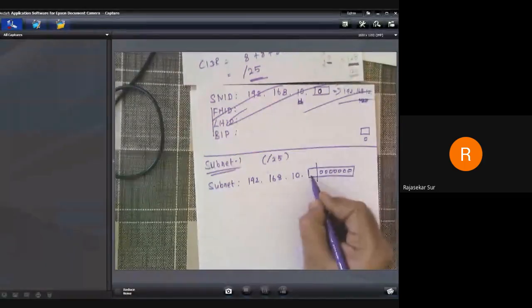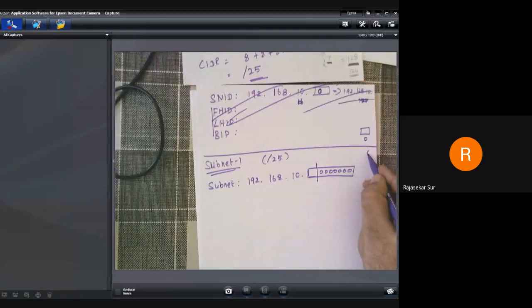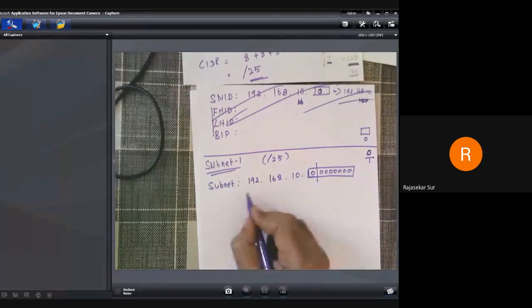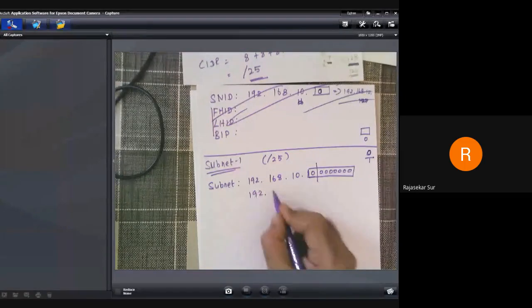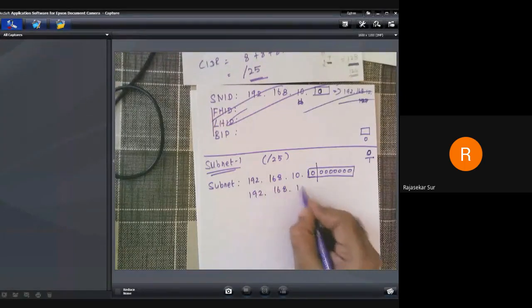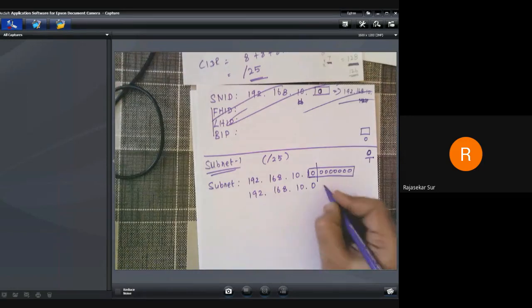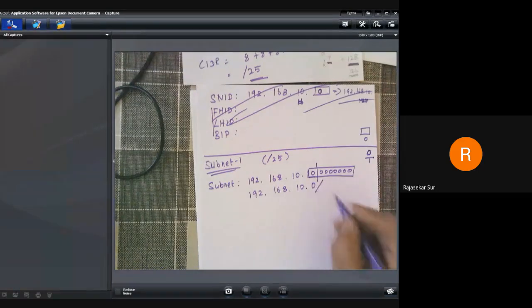Now here what does that mean? 1 bit we borrowed. So what is the binary value? 0 or 1. So 2 values you can have. So first you have to take 0 only. So I'm going to take 0 here. Now the subnet ID is 192.168.10.0. This is the subnet ID. So what is the subnet mask? /25.